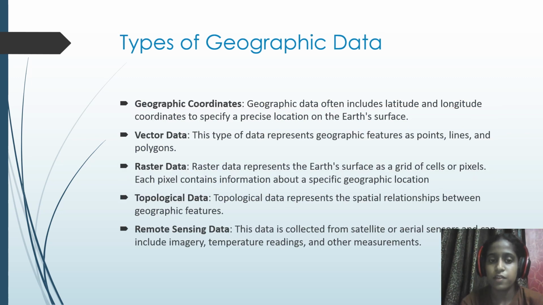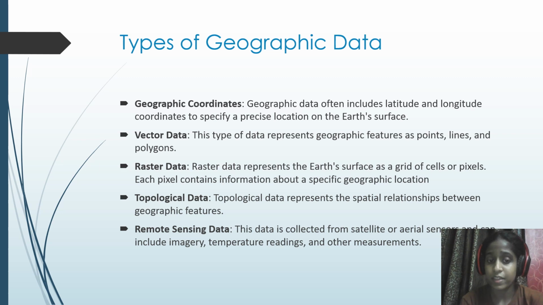Types of geographical data. First is geographical coordinates. Geographical data often includes latitude and longitude coordinates of a specific location on Earth's surface. These coordinates are measured in degrees and can be used to pinpoint any place on the globe.